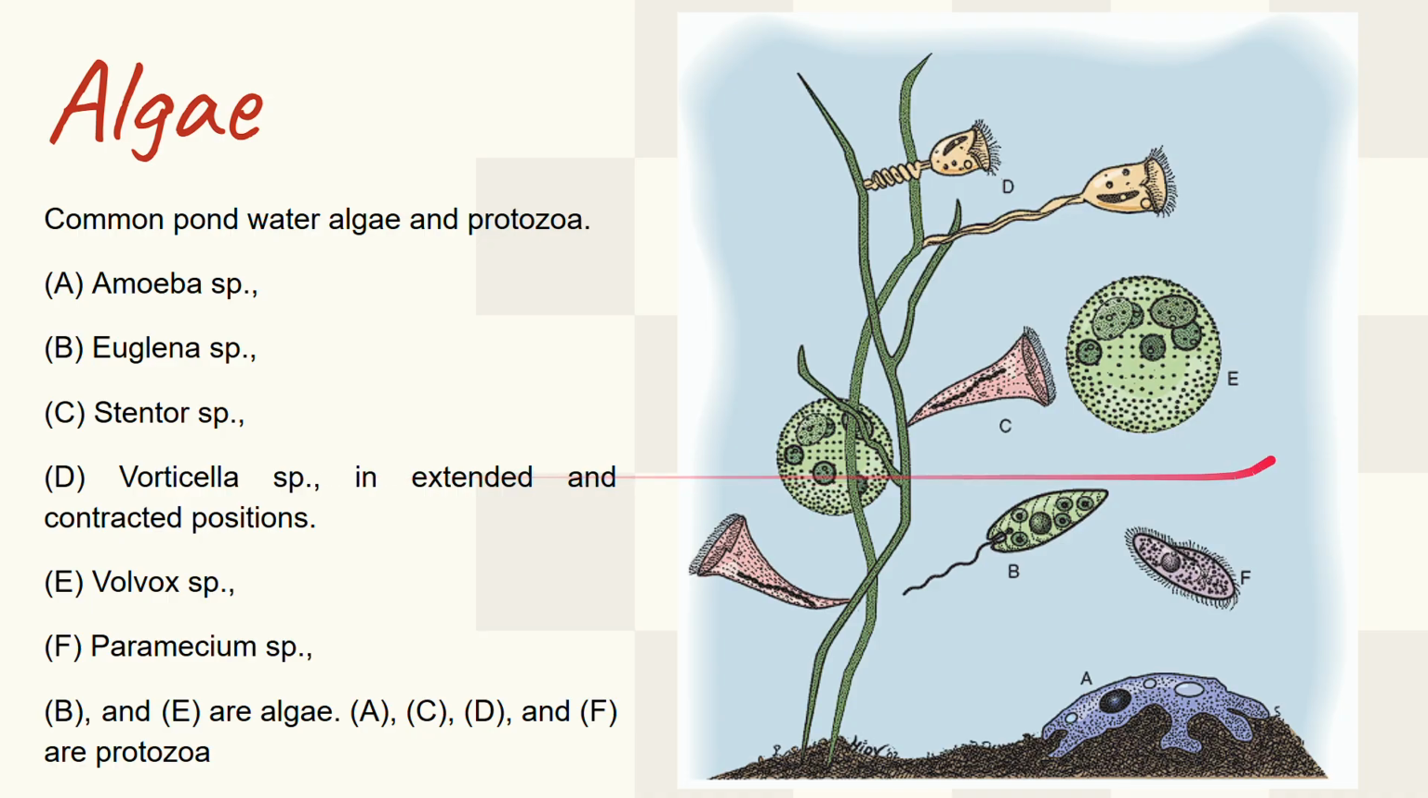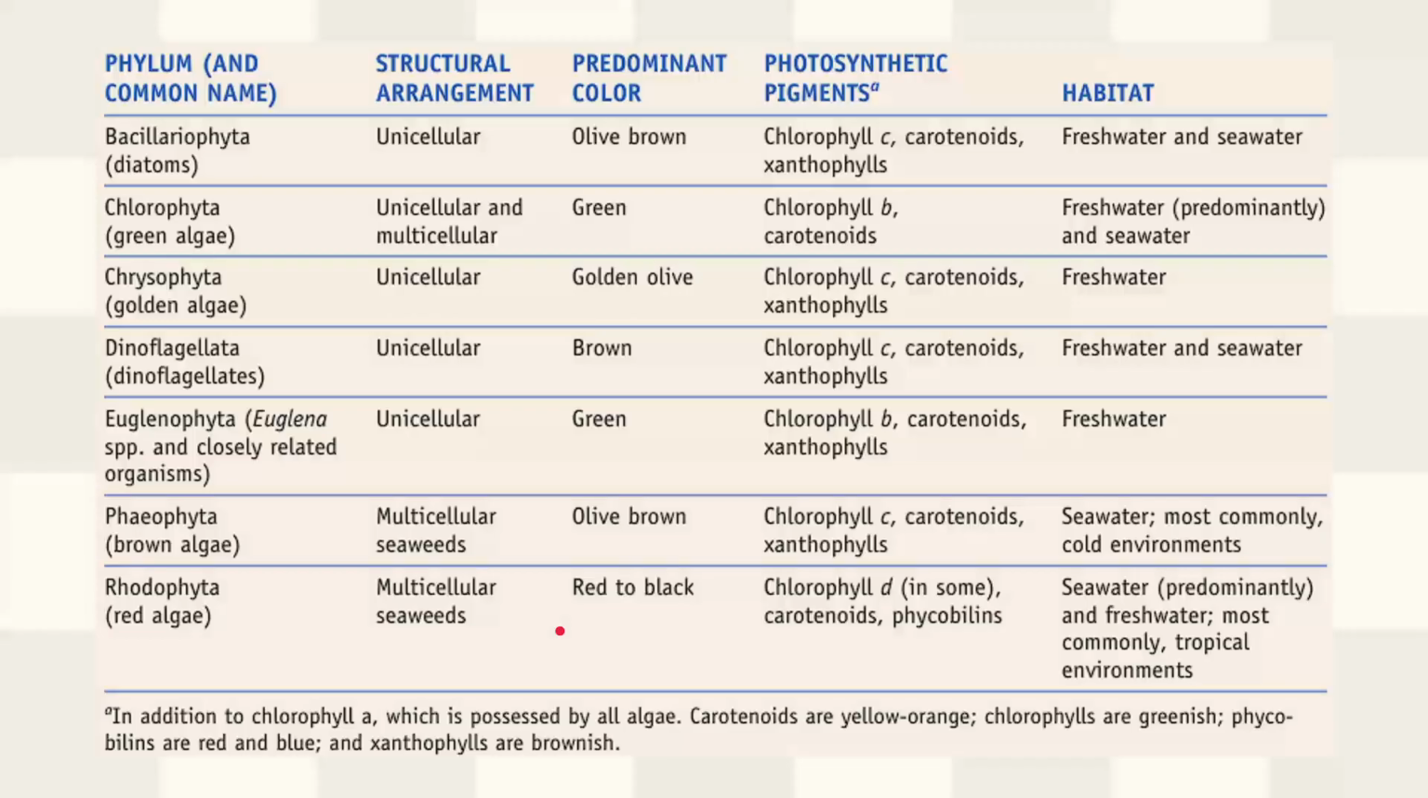Stentor, letter C, this one. It is a protozoa. Vorticella, letter D, yeah, this one. It is a protozoa as well. Letter E, Volvox. It is an algae. Paramecium, F, it is a protozoa. So again, these are illustrations of both algae and protozoa, just to give you some examples.